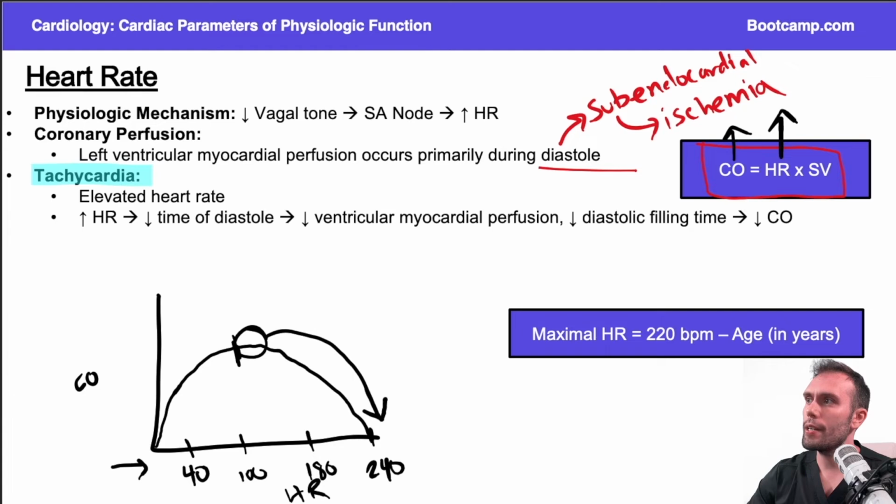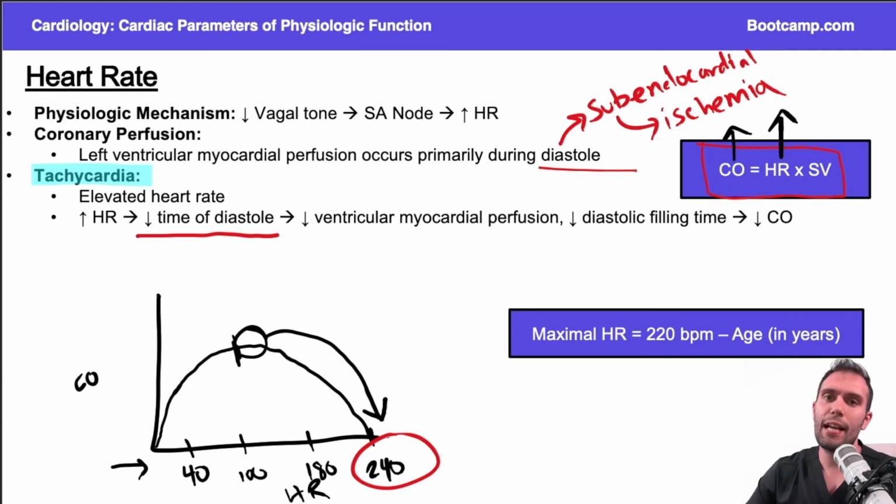So why does the cardiac output come down at high heart rates? The idea here is that we have less time spent in diastole, okay? And so I don't have enough time to actually fill the heart. If my heart's beating at 240 beats per minute, just think about how many beats that is. That's 4 beats a second. At that point, there's really not enough time to fill the heart with blood. And so what are we ejecting when we contract?